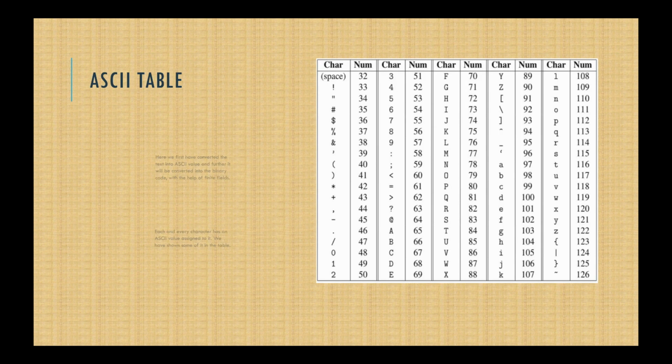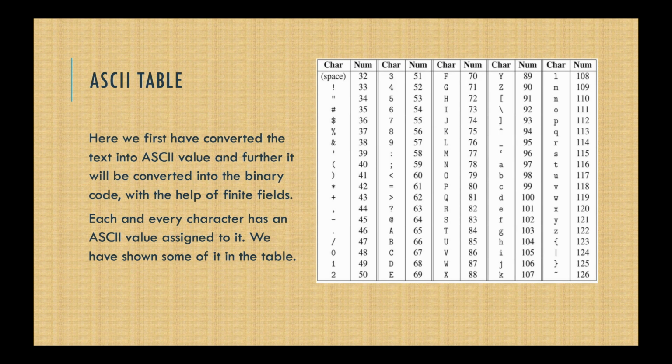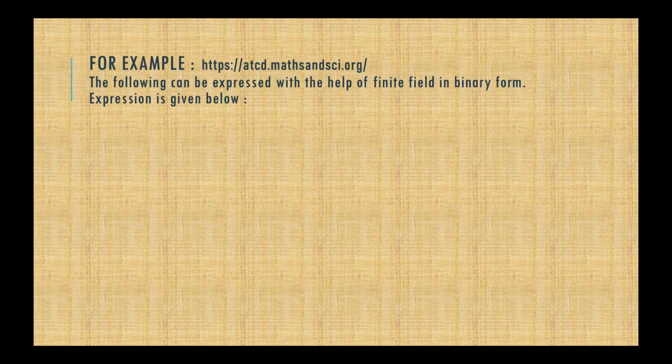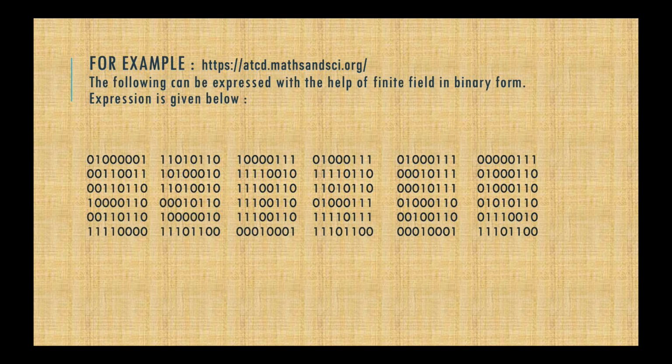Here we first have converted the text into ASCII value and further it will be converted into the binary code, with the help of finite fields. Each and every character has an ASCII value assigned to it. We have shown some of it in the table. Different QR code versions have different character capacity. The character capacity of some different versions is shown in the table. For more information you can refer to the PDF file attached in the description box below. For example, for this website URL, the following can be expressed with the help of finite field in binary form. Expression is given below.